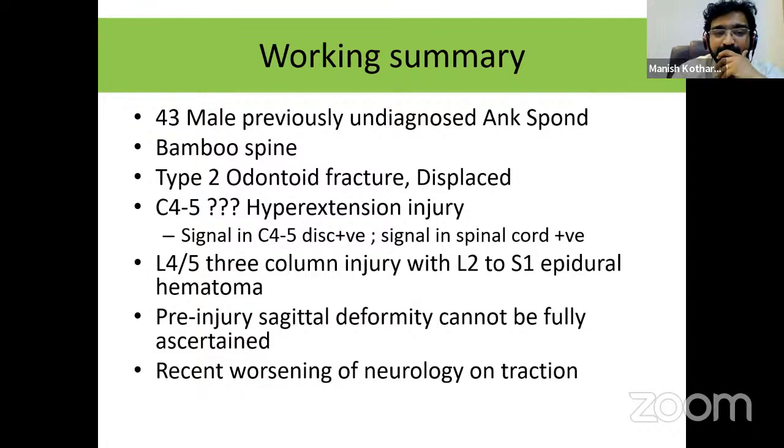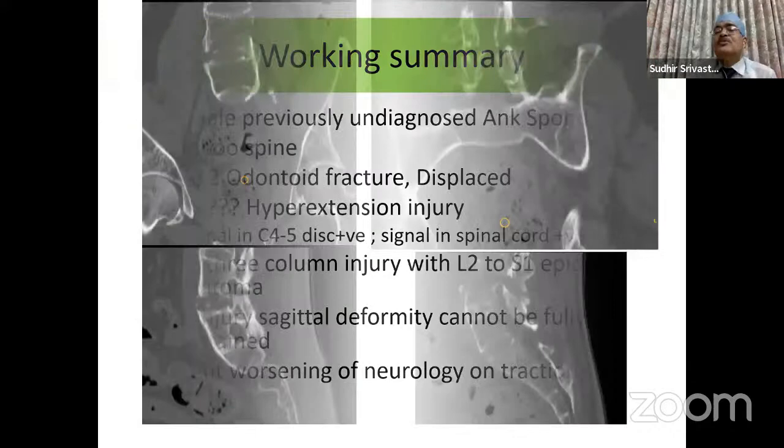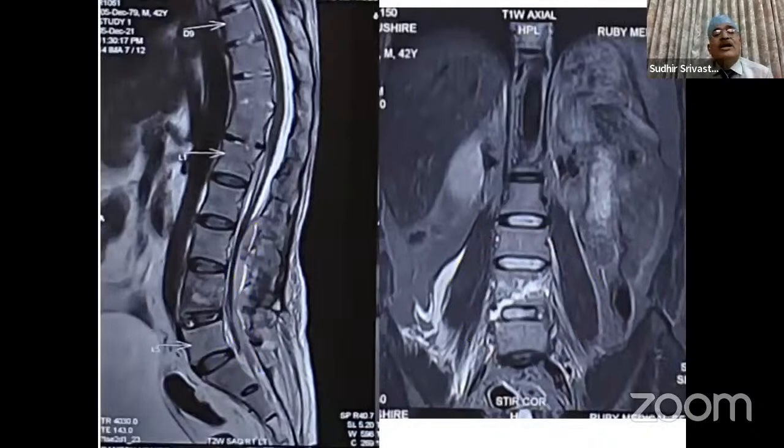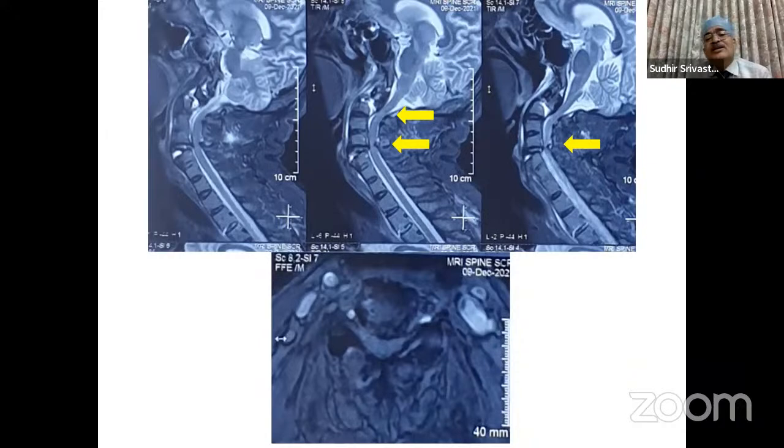In this case, actually, in one of the transverse cuts you have shown, Dr. Manish, where there is a left side compression, if I'm not wrong, I think that might be the cause of the deterioration. So, in one of them, see here, in the transverse cut, I think the disc might have gone. There may be something here.